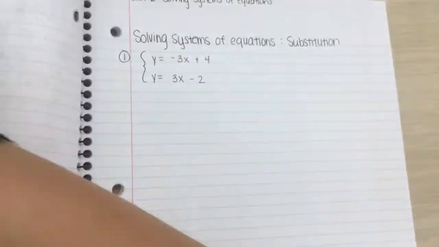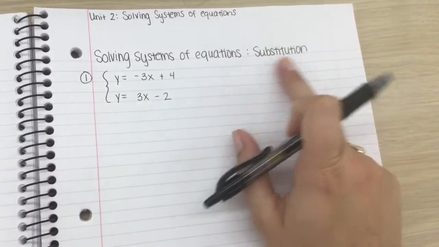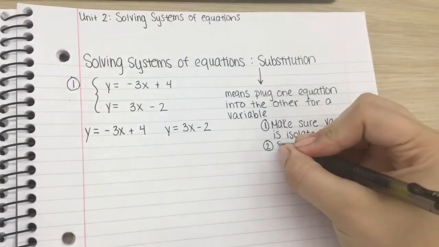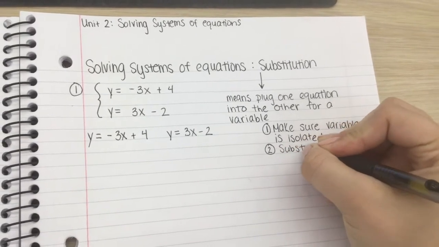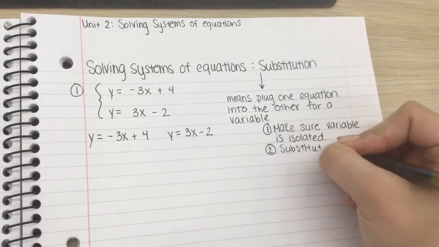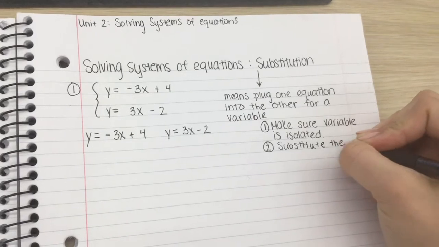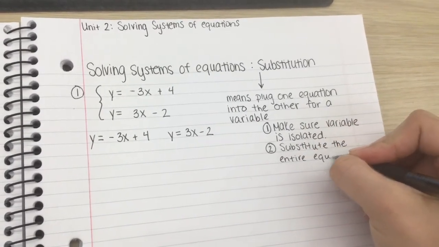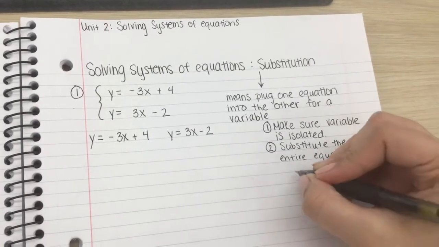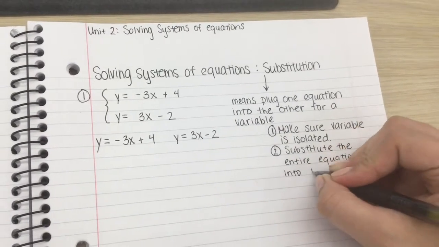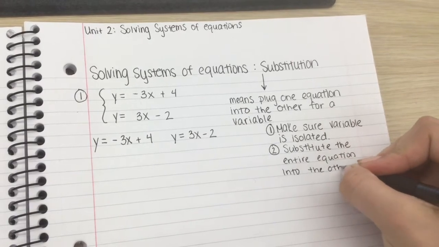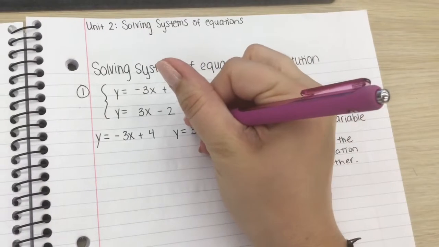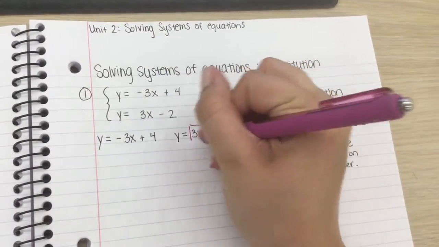But because graphing is not always the best method, we're going to try this with substitution. Substitution means plug one equation into the other for a variable. We need to analyze both equations and make sure that at least one of the variables is isolated. Here we see that we have two equations where y is isolated in both equations. So we're going to take one of them and we're going to substitute an entire equation into the other for a variable.